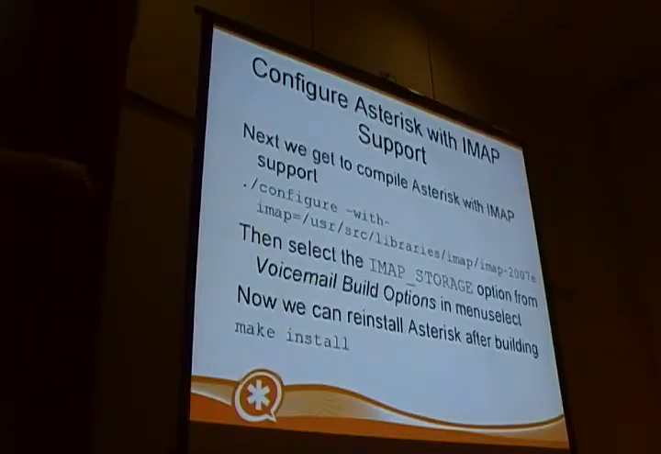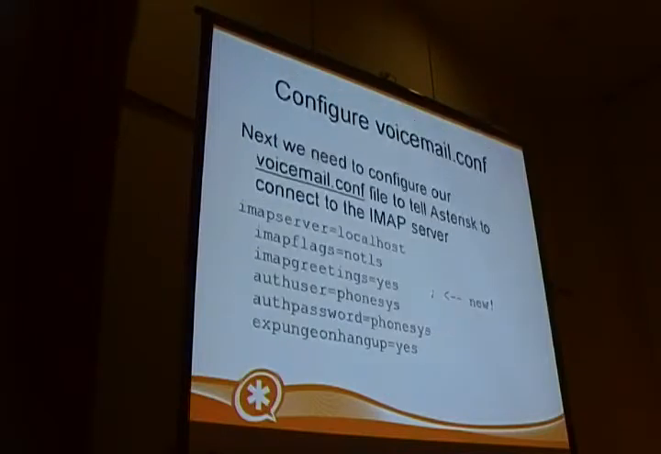Compile in the support. So that library, the IMAP library that we grabbed from the University of Washington, we have to tell Asterisk that we want to build with it. And then once we have that, we'll have the IMAP storage option from within the menu select, which says, okay, build IMAP voicemail support when you compile Asterisk. And then when we install it, then we'll actually have the ability to use the IMAP server.